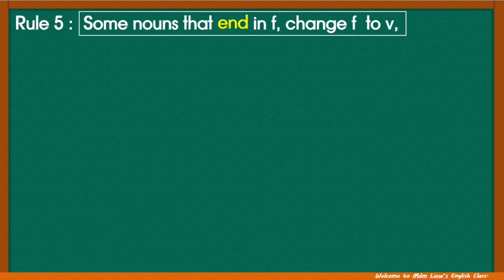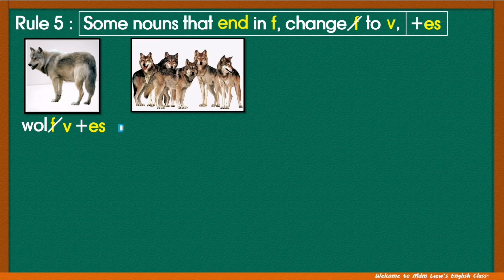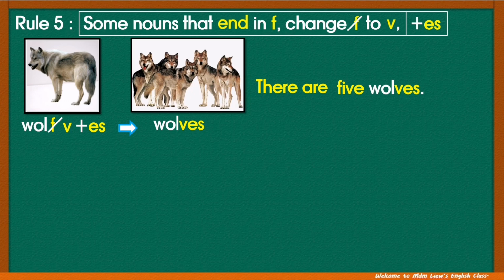Fifth rule. There are some nouns that end in F. You need to change F to V, then add ES to make the nouns plural. Example, what is this? Yes, wolf. The noun wolf ends in F. You need to change F to V, then add ES to make it plural. It becomes wolves. To write the sentence in plural, start with there are, followed by the quantity 5, then the plural noun wolves. There are 5 wolves.